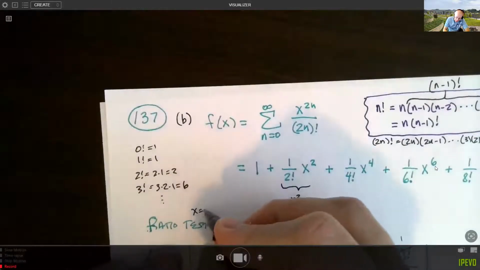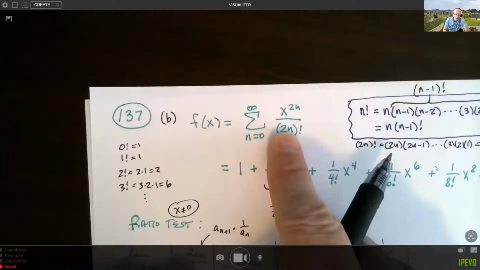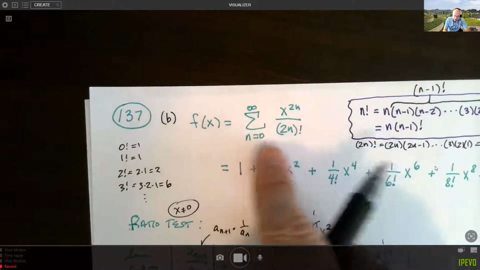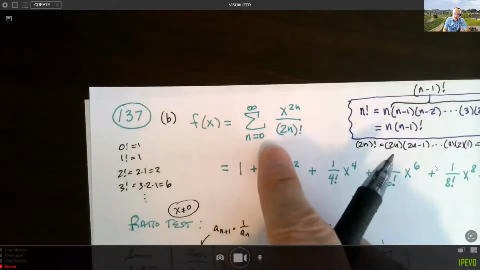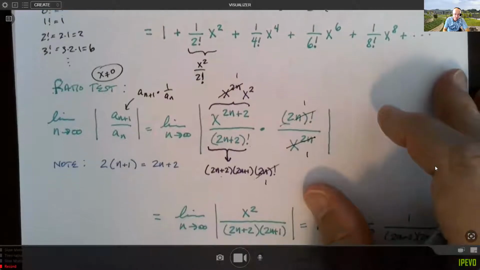And again, in this ratio test, keep in mind that we're running this test assuming that x is not equal to 0, because clearly if x were 0, we would be adding a bunch of zeros up, and that would converge. And so obviously this power series, centered about 0, converges at 0. We're trying to find what other values of x it converges at.